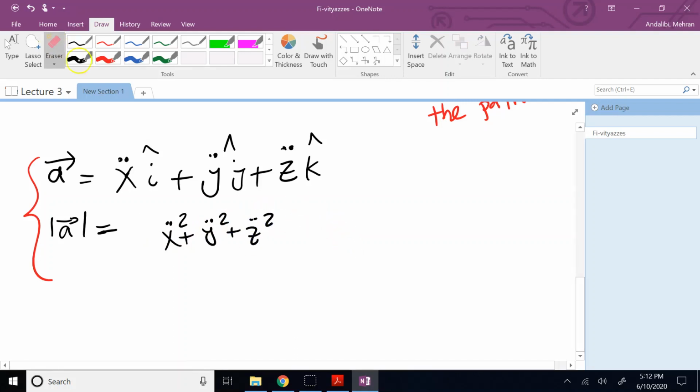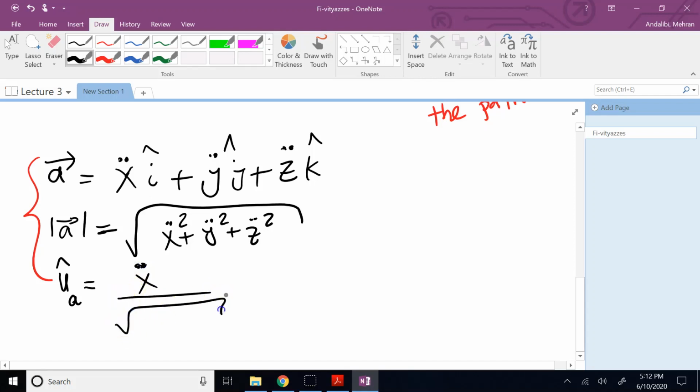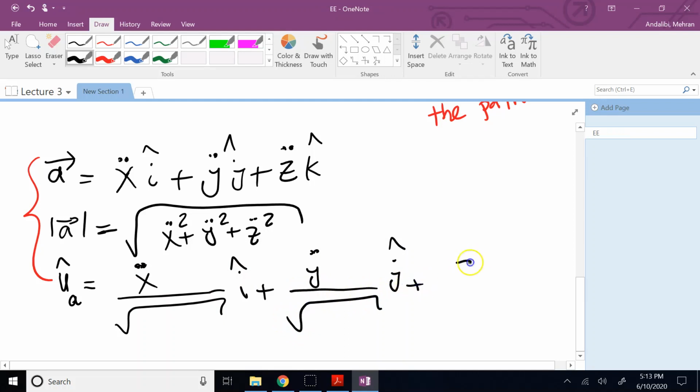Okay, and then the unit vector of acceleration is going to be something similar to magnitude of velocity.